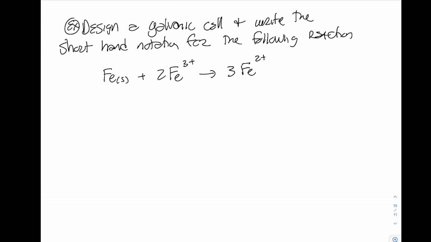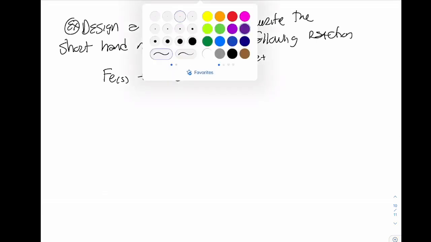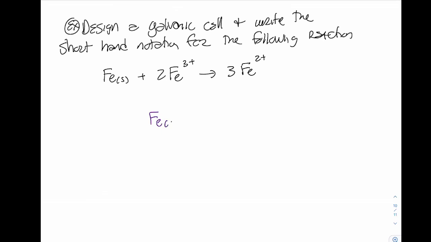We do have to split this into 2 half reactions. We need a half reaction for my anode compartment, my oxidation, and a half reaction for my reduction compartment, which is my cathode. I only have one product, so we're going to have this go to both of them. So I'm going to have iron solid going to iron 2 plus. This is going to be my oxidation. My oxidation number here is 0. Here my oxidation number is +2, so it lost electrons.